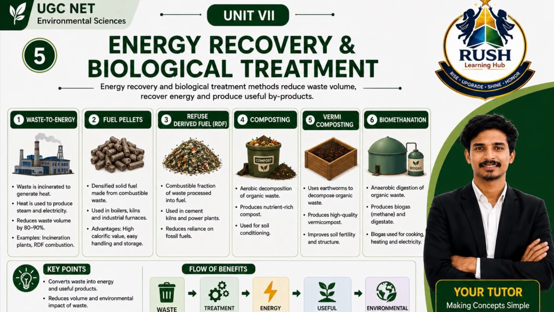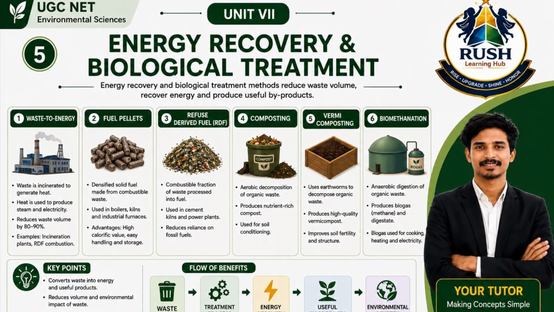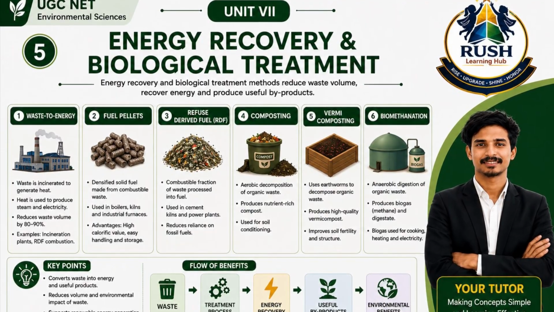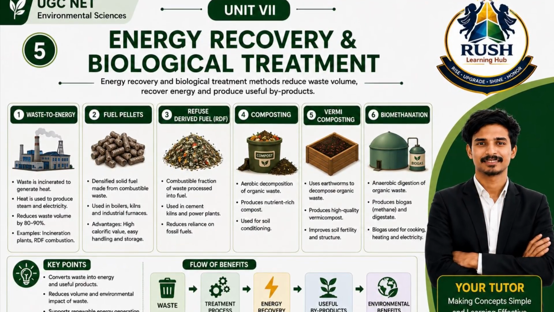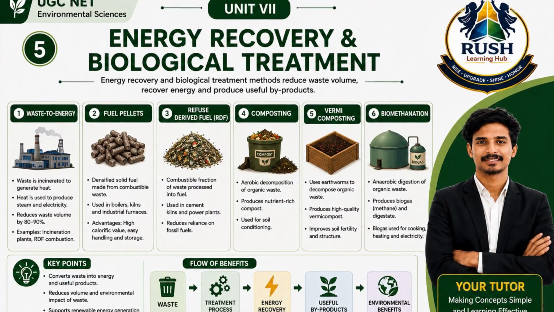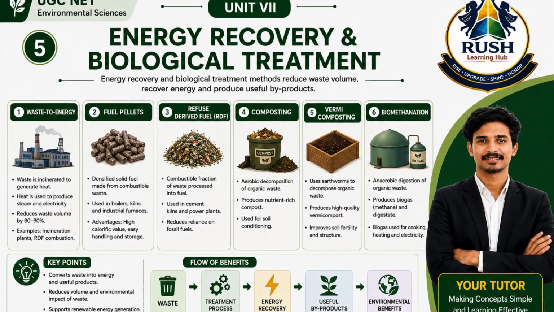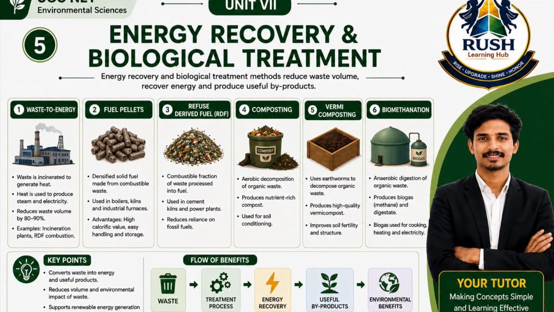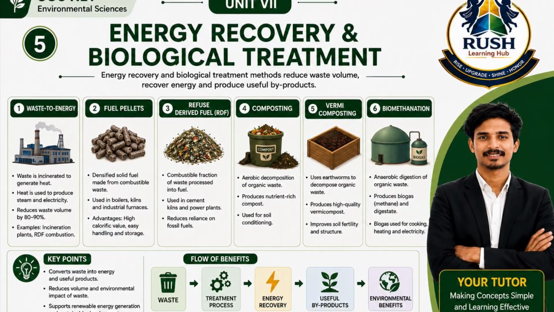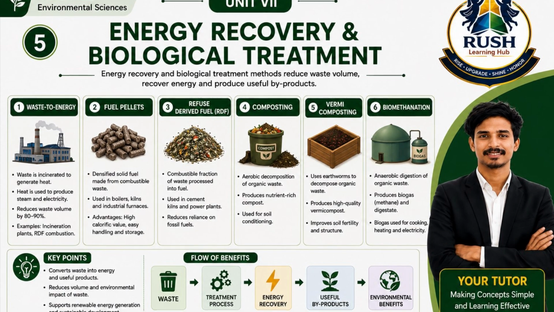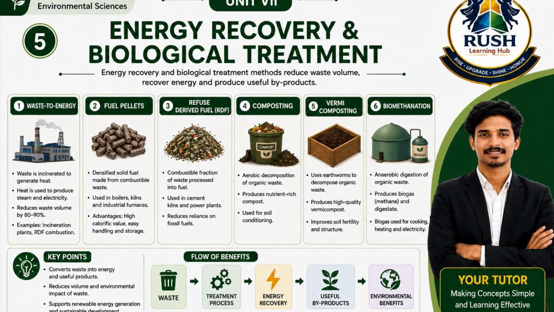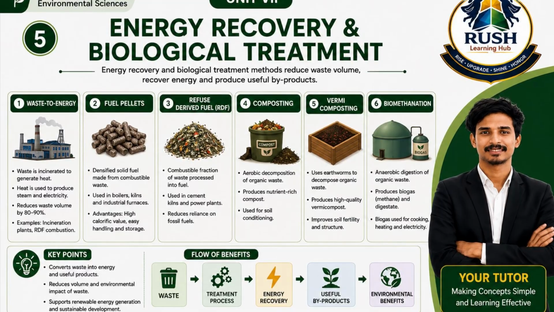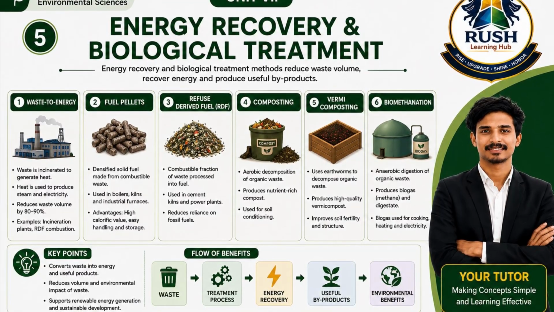Now let us discuss vermicomposting. The word vermi means worms. Vermicomposting uses earthworms, especially species such as Eisenia fetida, along with microorganisms to convert organic waste into nutrient-rich vermicompost. Compared with ordinary compost, vermicompost contains higher amounts of plant nutrients, beneficial microorganisms, enzymes, and plant growth-promoting substances.